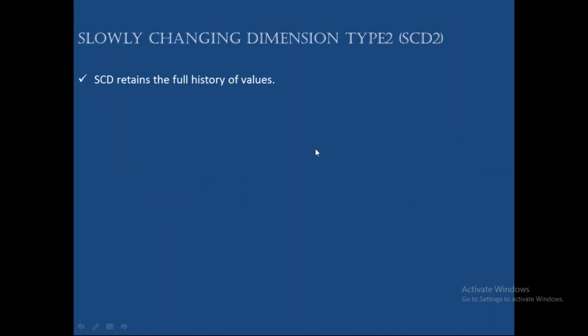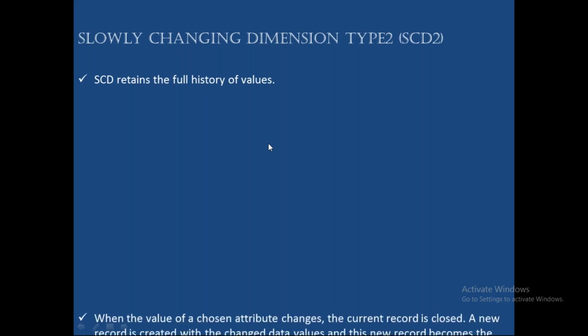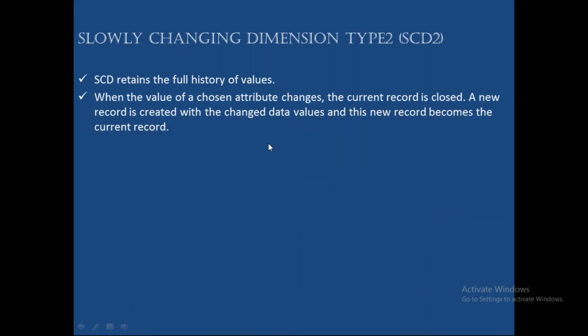But let's go with the SCD2. This is what we are going to discuss in today's session. SCD2 retains the full history of values, so we are going to keep the entire history of the customer. When the value of a chosen attribute changes, the current record is closed. How will it be closed? We are going to say is active or is closed, and mark it as 1 or 0. A new record is created with the changed data values, and this new record becomes the current record.